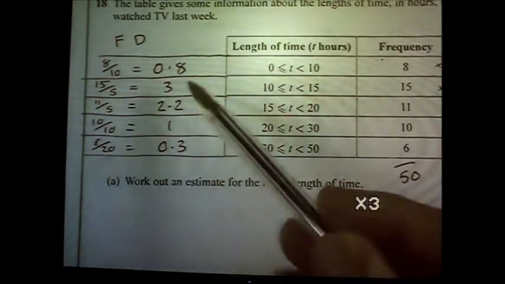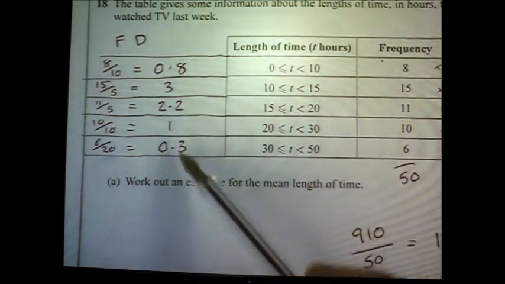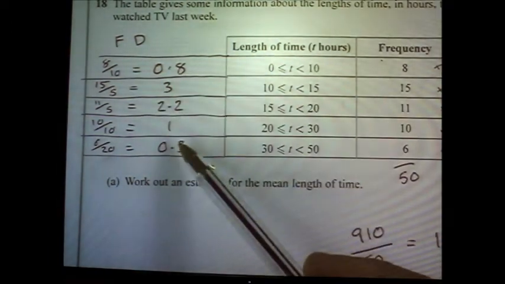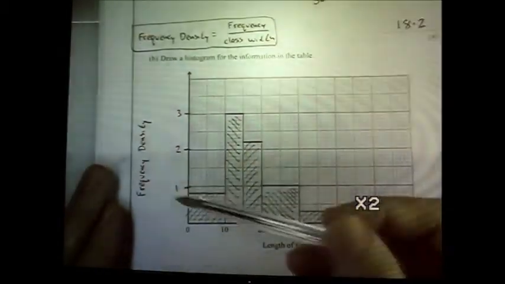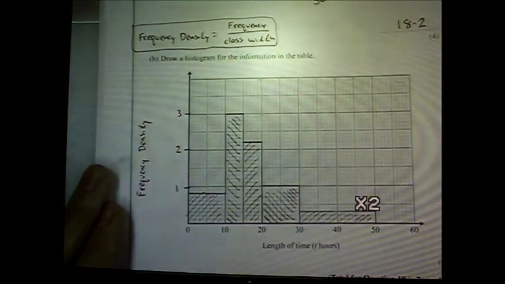Once you know these numbers here, you can go down and draw your scale on your y-axis. You go up to 3. That's as high as you need to go. So let's have a quick look down here. So there you go. I've just gone 1, 2, 3. Nice and simple.